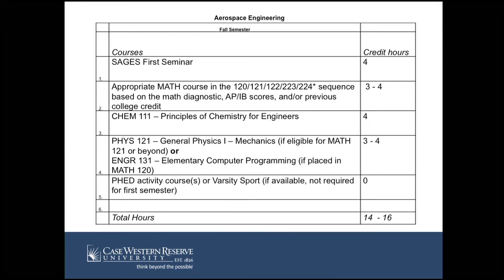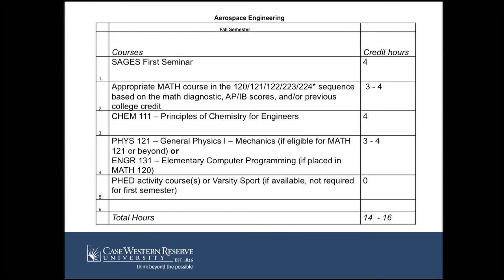The second course in the chemistry sequence for engineers is Engineering 145. It's called Chemistry of Materials. You may take Engineering 145 in the place of Chem 111, depending on coming in with credit. But this chemistry course is a foundational course for all engineers, so it's a great place to start.